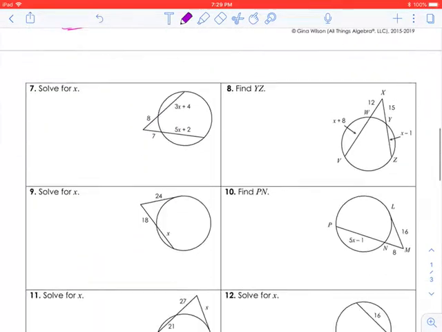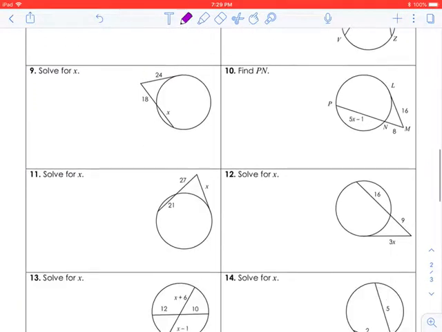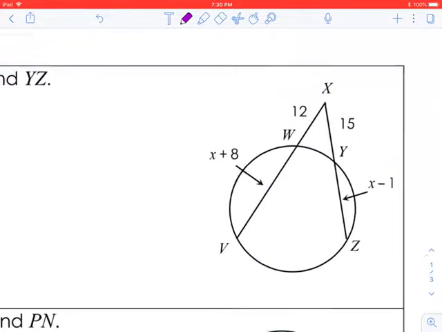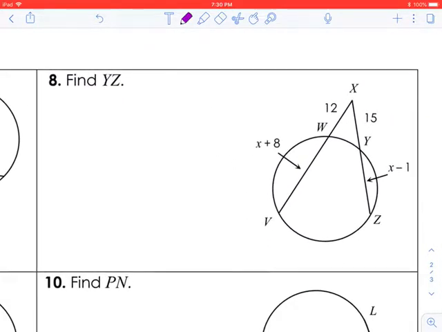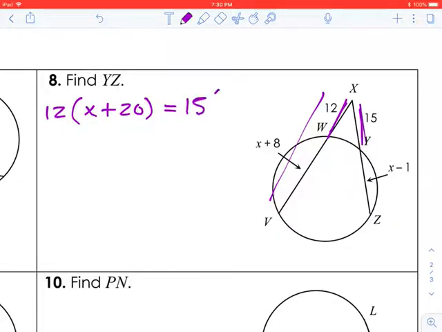Okay, so on the back side, let's go ahead and switch sides here and look at some of these ones where we have to find something. Same kind of situation: the part times the whole thing. So that's 12 times the whole thing, which is 12 plus x plus 8, so x plus 20, equals the part, again, 15 times 15 plus x plus negative 1, which is x plus 14.